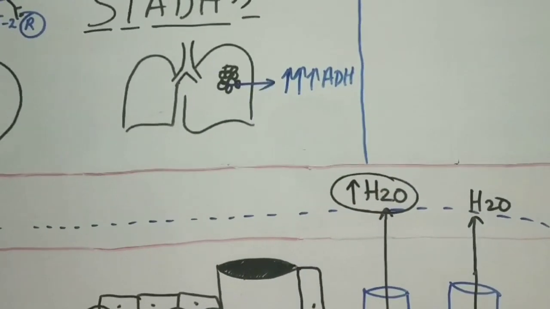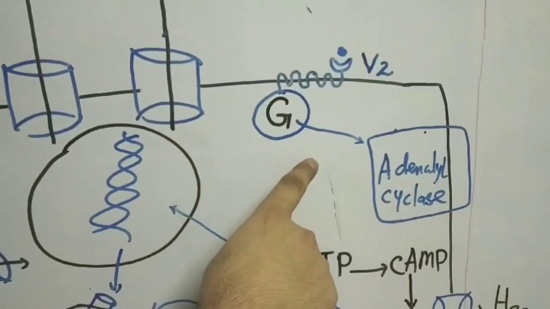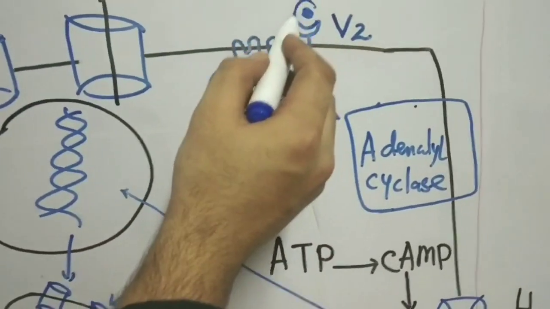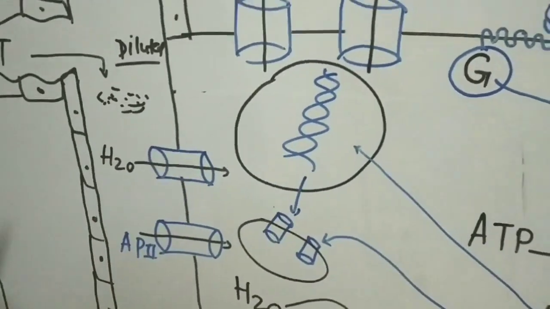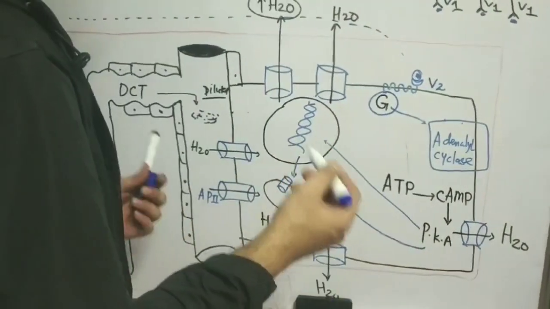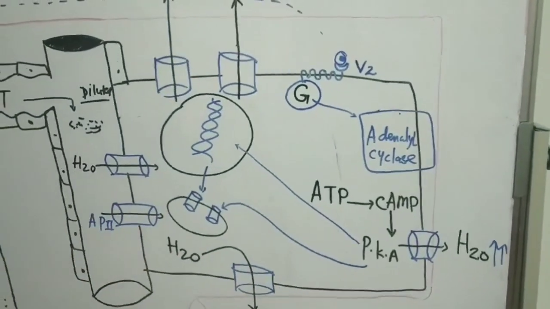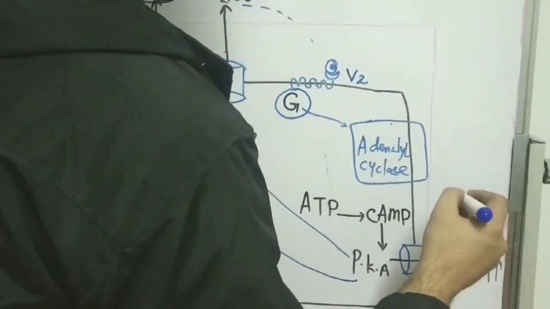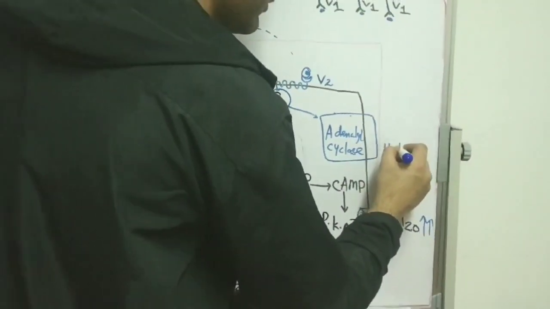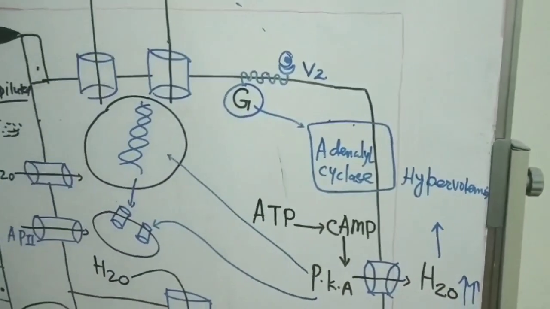Now what will happen? If the ADH is very high, it will go to our principal cells and stimulate the V2 receptors, and it will reabsorb more and more water. When there is retention of more and more water, the volume of the blood will increase. There will be hypervolemia.